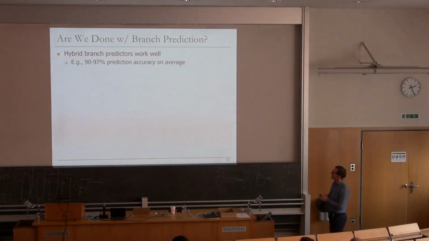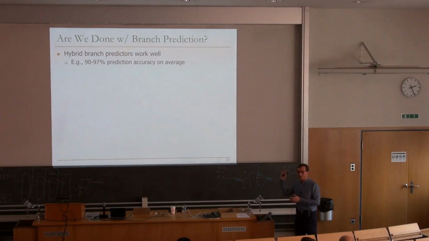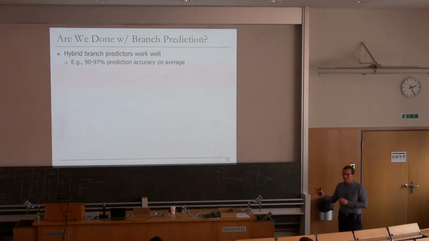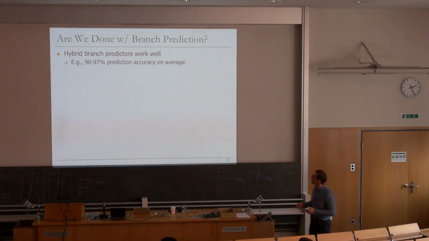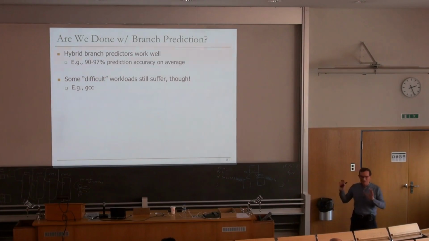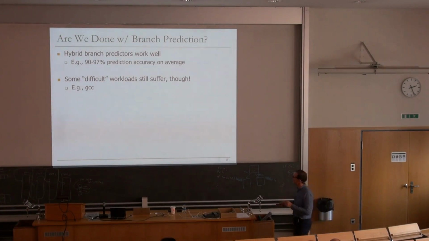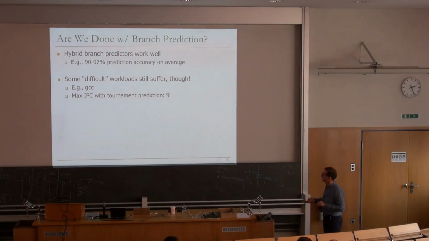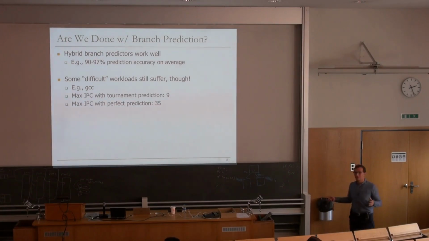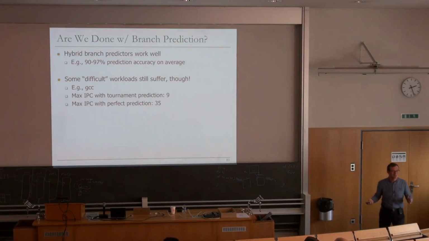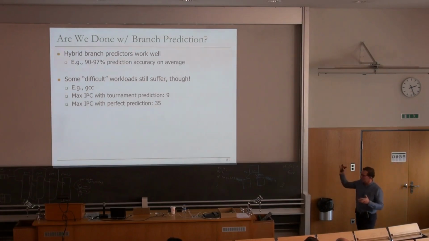Okay, so are we done with it? So these hybrid branch predictors actually work really well. For example, you can get 90 to 97% prediction accuracy on average. But some difficult workloads still suffer. GCC is a very good example. It's one of the worst workloads for branch prediction, but there are many, many others. For example, I think this is from this paper. Maximum IPC with tournament prediction is 9, whereas maximum IPC with perfect prediction is 35, which means that branch prediction is still limiting you, of course, with some machine assumptions.